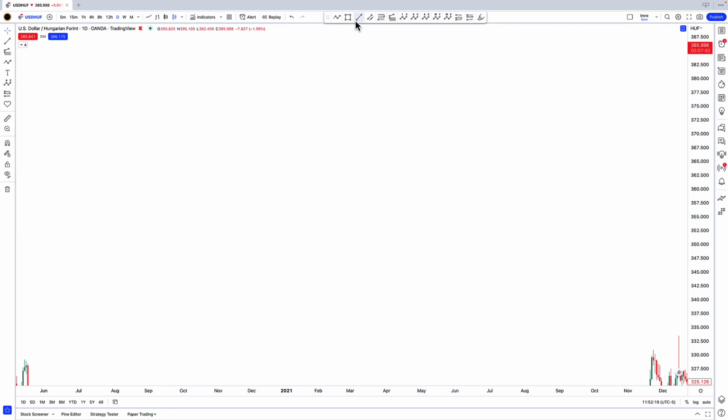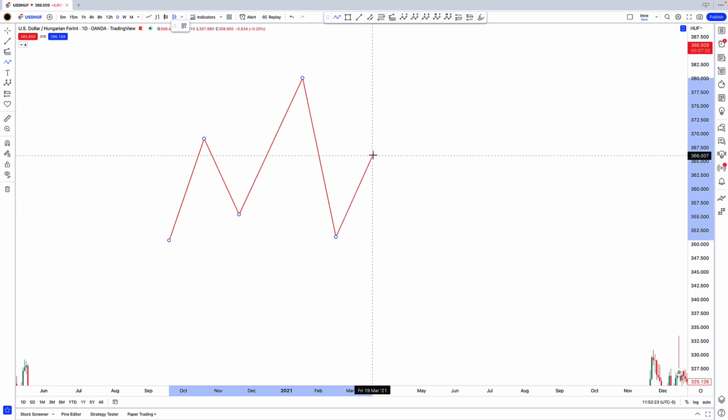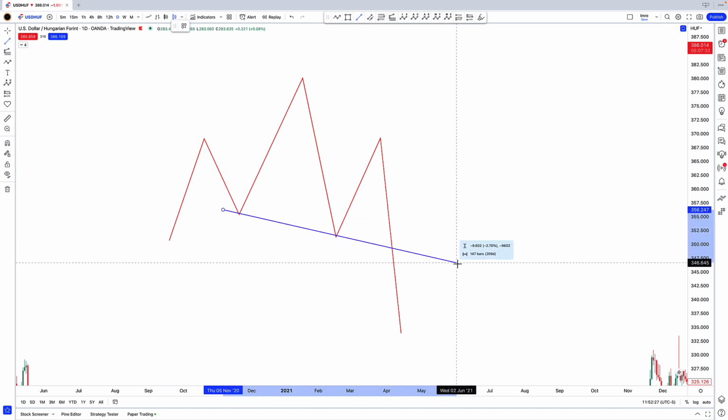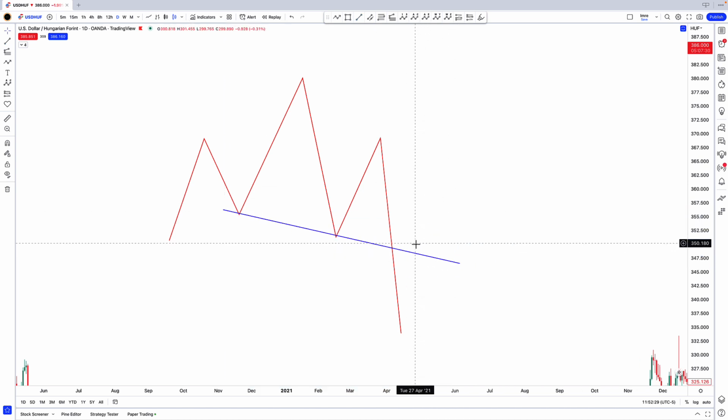All right, and the inverse will apply to the regular head and shoulders pattern as well. Notice here the neckline would be sloping downwards. Okay, I would avoid trading a head and shoulders pattern that looks like this.